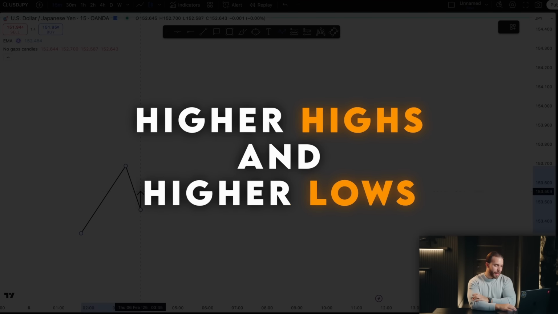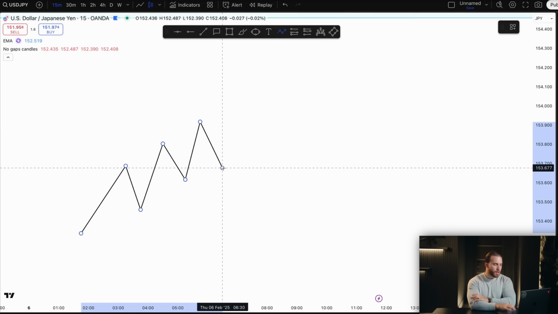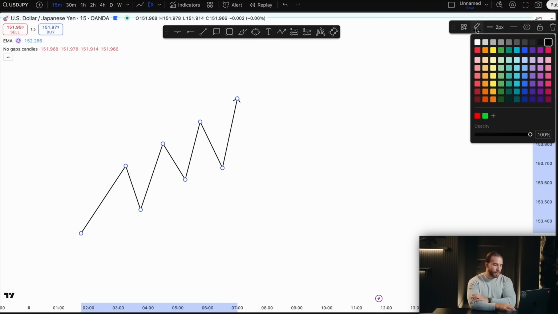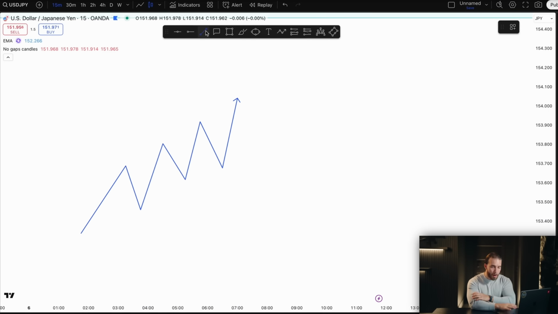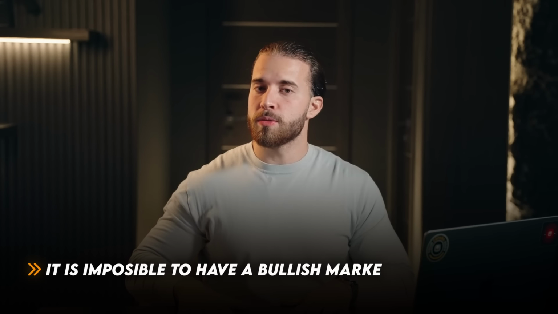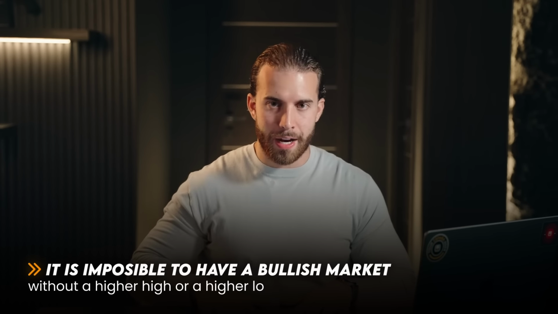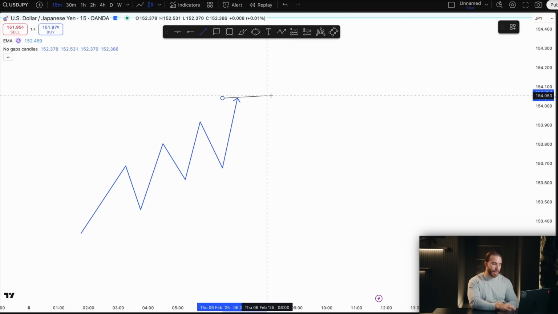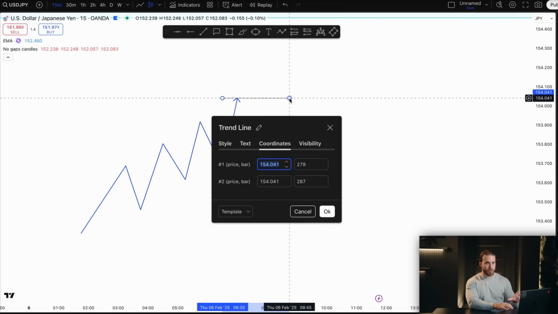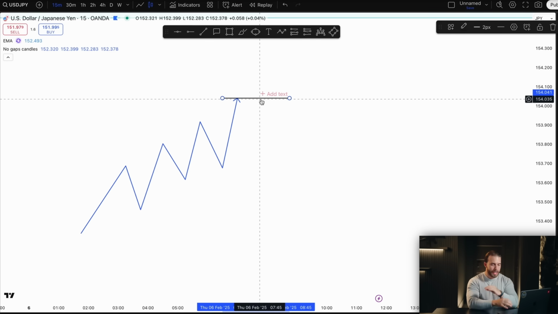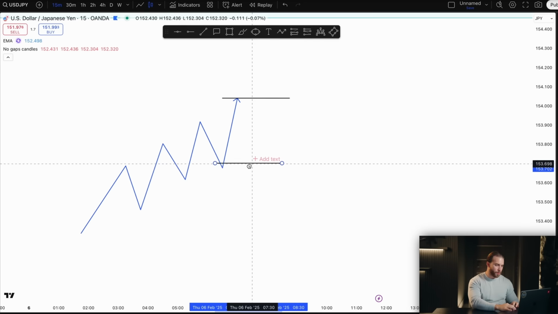So let's begin with the most important thing when identifying market structure, which is going to be higher highs and higher lows. If a market is bullish, a market is consisted of higher highs and higher lows. It is impossible, and I cannot stress this as much as I wish I can, it is impossible to have a bullish market without a higher high or a higher low. A higher high tends to be the highest points of where that current market structure is, and the last higher low is the last higher low, not the highest low or the most low.